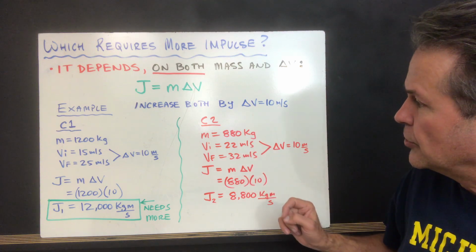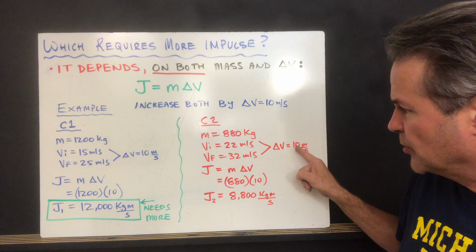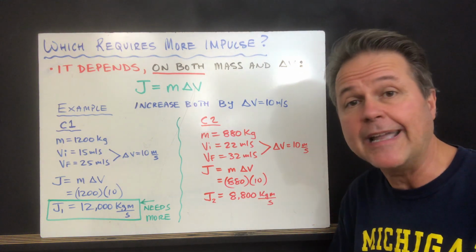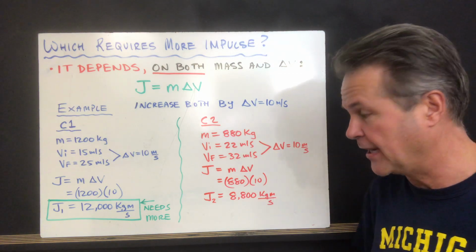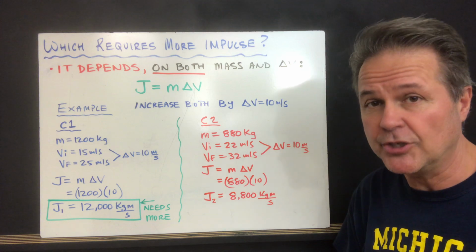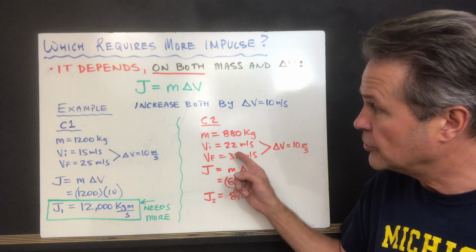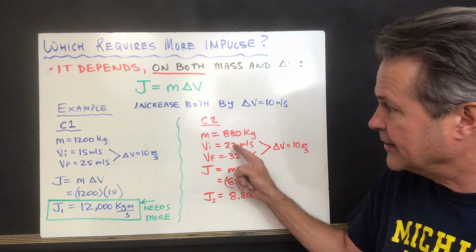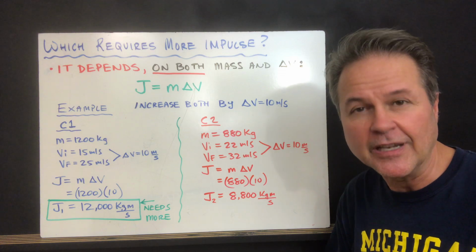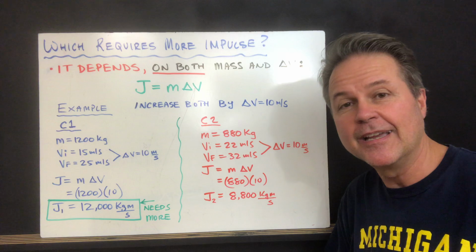In the case of Car 2, we're going to change that also by 10 meters per second. And you see that the mass times the change in velocity works out to only 8,800 kilogram meters per second. So it's actually less impulse. It's easier to change the momentum of Car 2 because it's a smaller object. It has less inertia. And the lower the object's inertia, the easier it is to move.